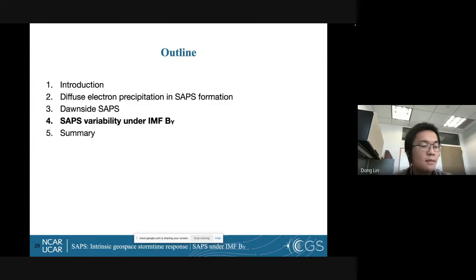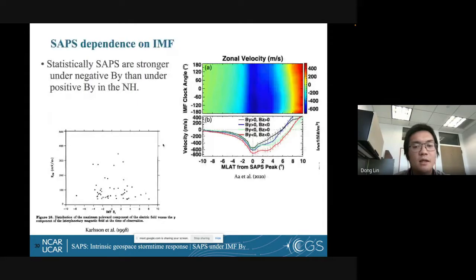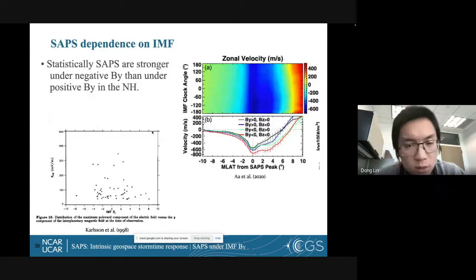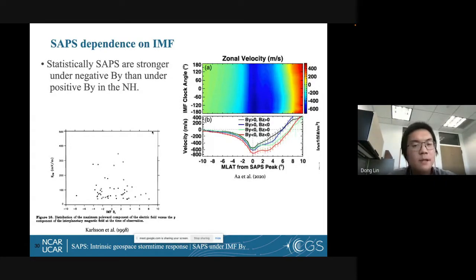So the last one is an ongoing study. We try to understand the variability of SAPS on the IMF BY. By surveying the literature, it seems there have not been too many studies about the dependence of SAPS on the IMF BY component. A very old one was more than 20 years ago. Most recently, Urchat used the ISR data for a statistical survey.